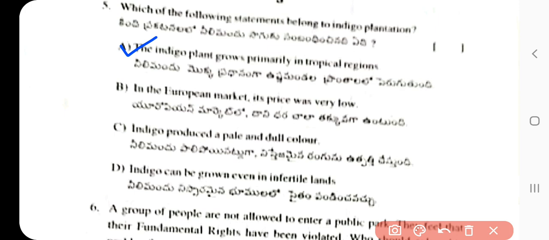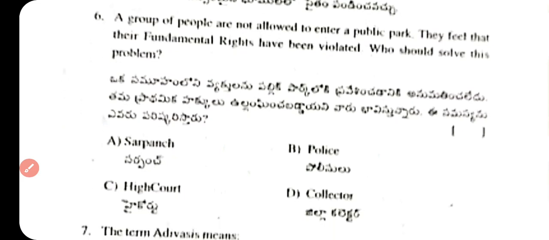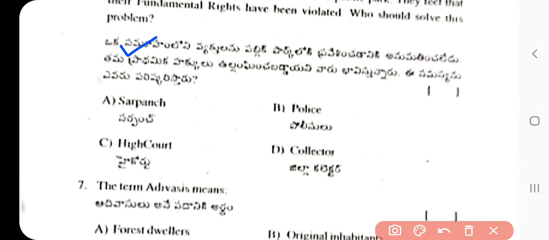Question number 6. A group of people are not allowed to enter a public park. They feel that their fundamental rights have been violated. Who should solve this problem? Answer is High Court, option C is the right answer.